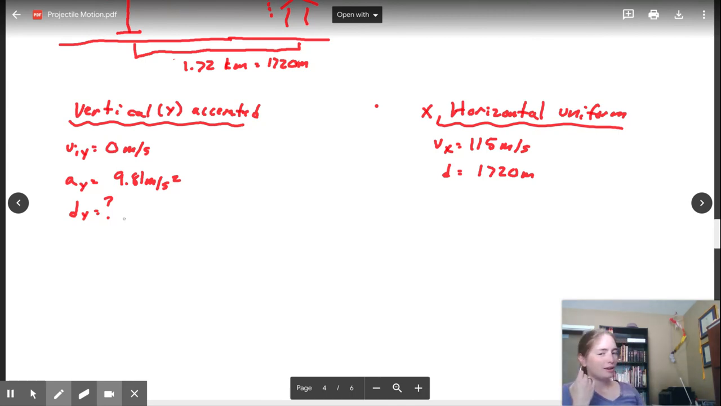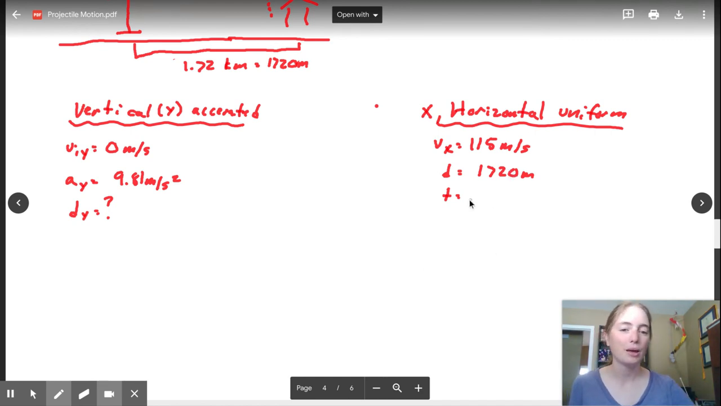But look over here on the horizontal, guys. I have time over here, and I have two of the three that I need, because remember, horizontal's uniform. So I can find time over here and then bring time over here, because time is the only thing that is good in both places. Okay, so V equals D over T.